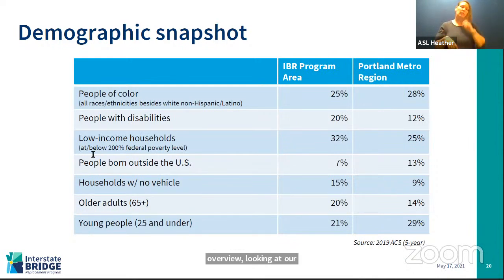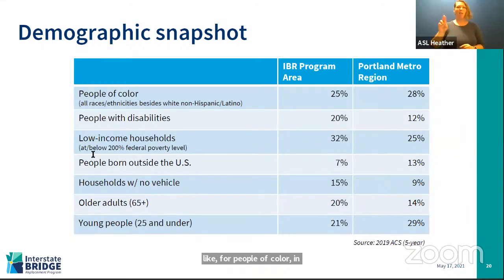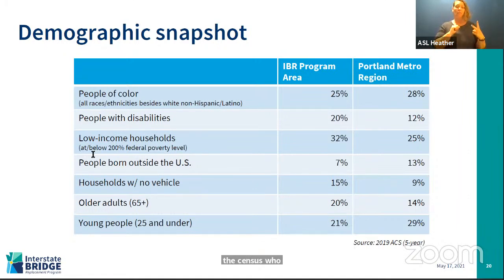So for people of color, looking at the IBR program area, about a quarter of the residents in that area are people of color. And what we're calling people of color are anyone on the census who didn't select white and non-Hispanic. Compare that to the metro, it's fairly similar to the Portland metro region, just a few percentage points lower.